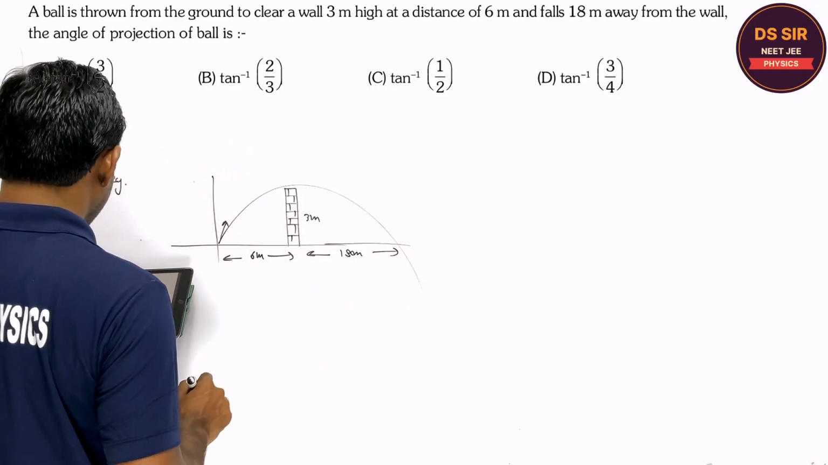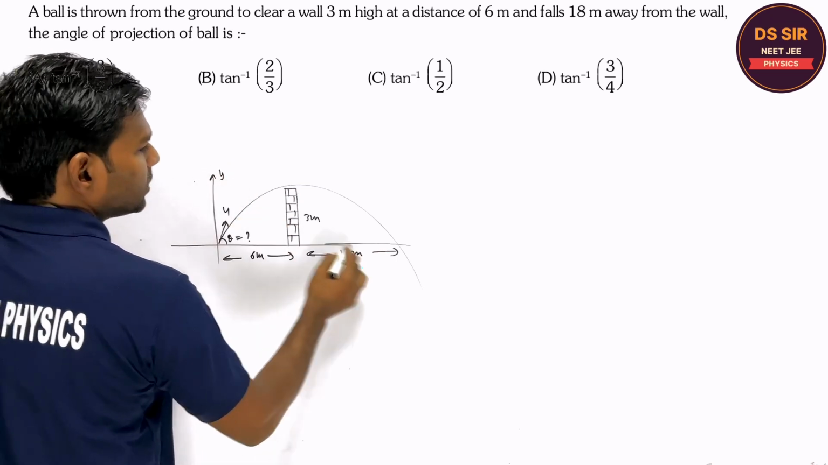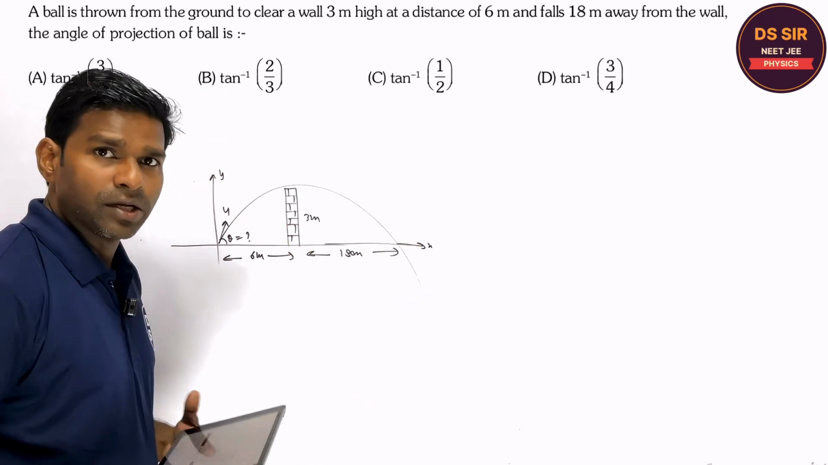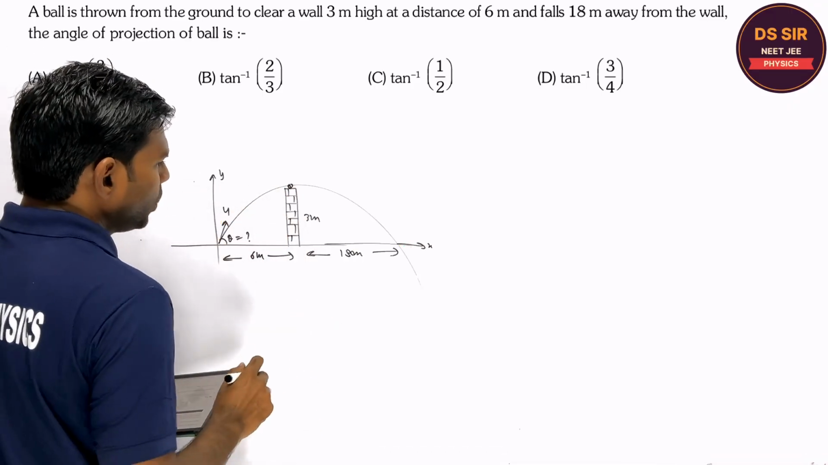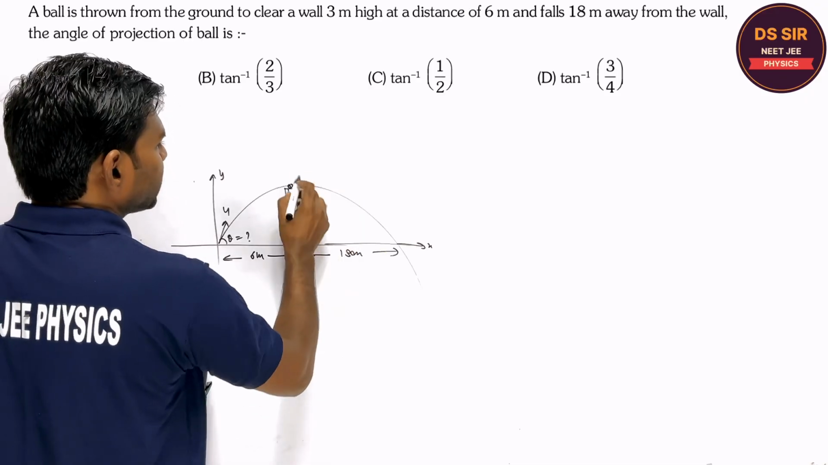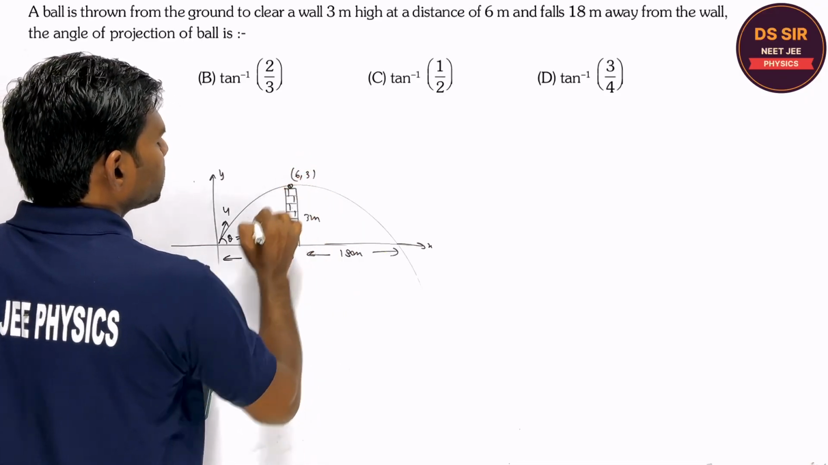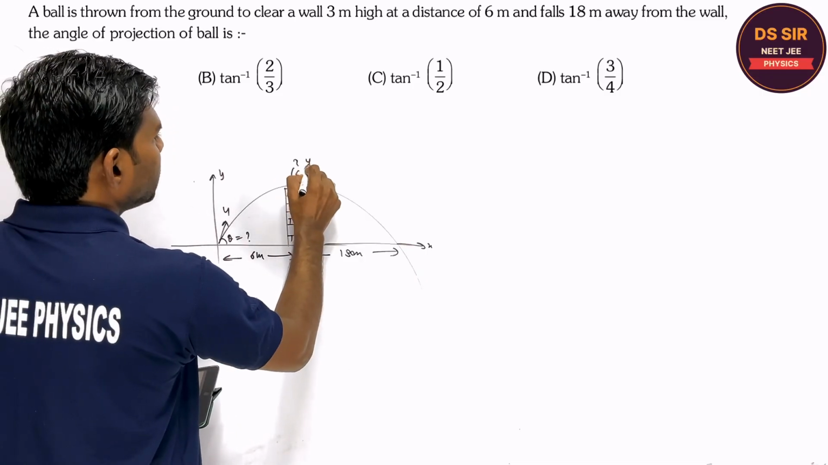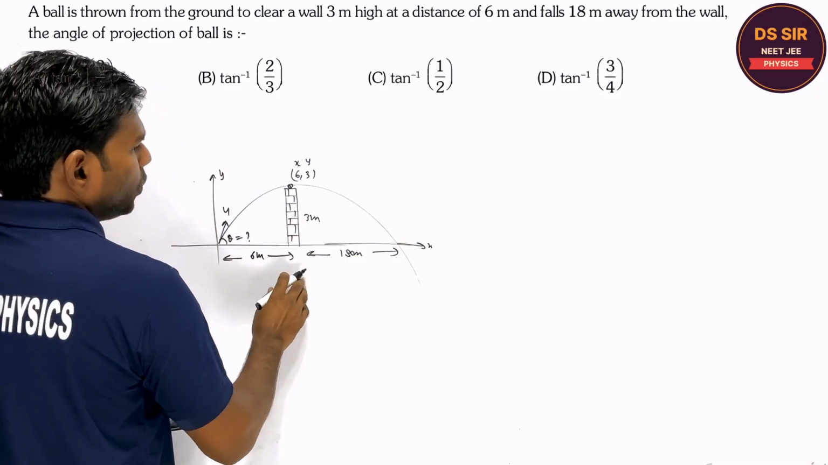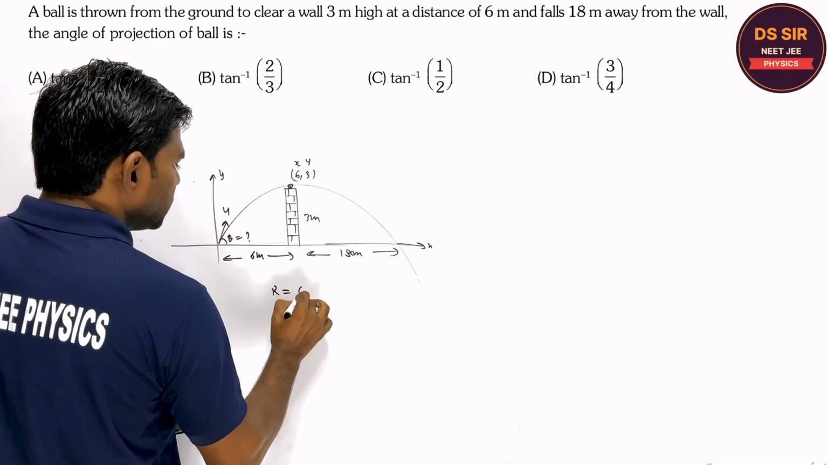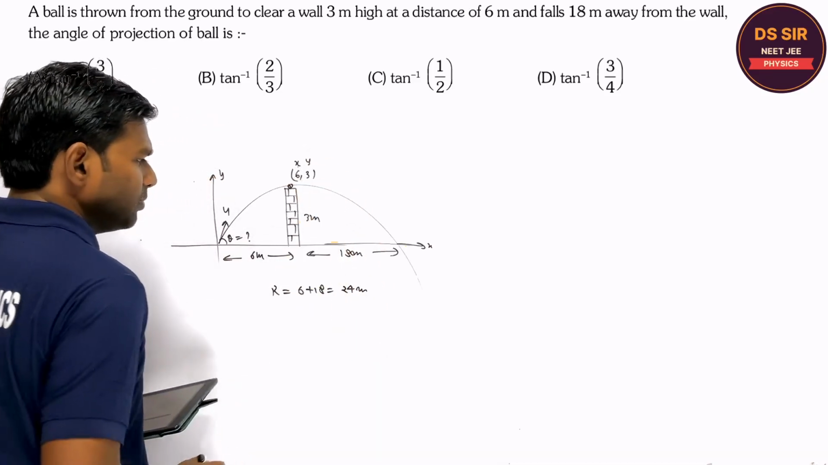So what we have to find, the angle of projection is asked in this question. Fine. All right. So what to do? Listen, one thing. Do you know this coordinate? Yes. This is the x-axis, the y-axis. 6, 3 are the coordinates. This is the x and the y. Is it clear or not? You tell, so what is the range? 6 plus 18, right, 24 meters is the range.